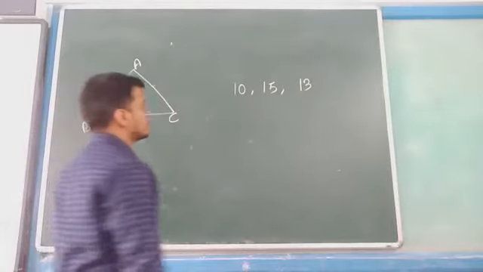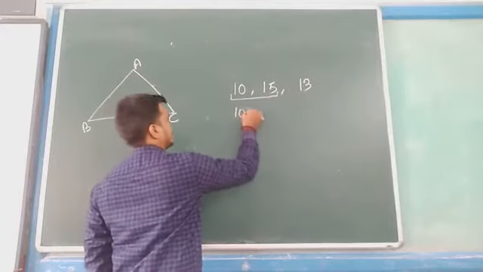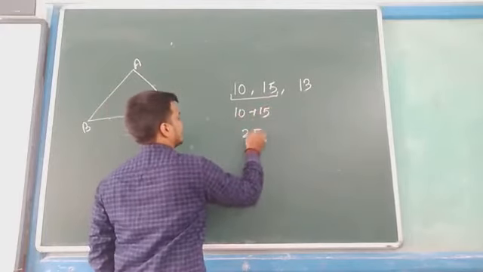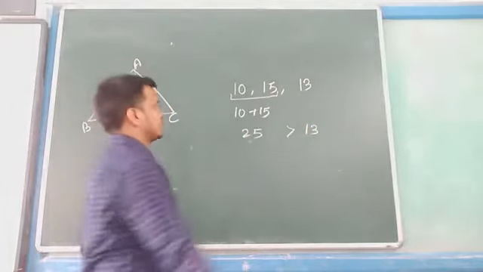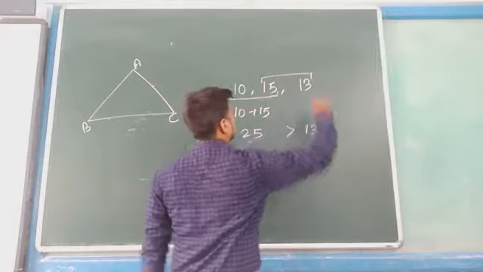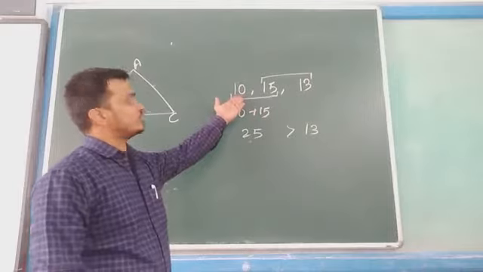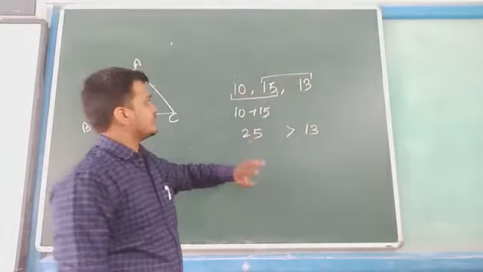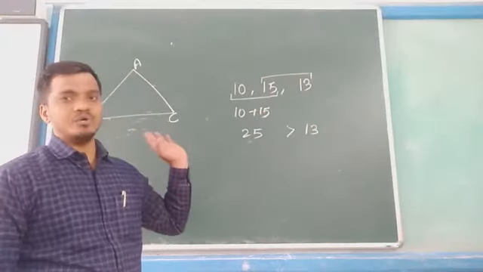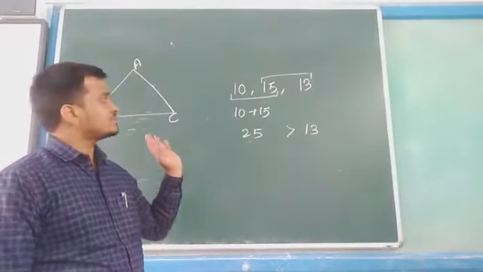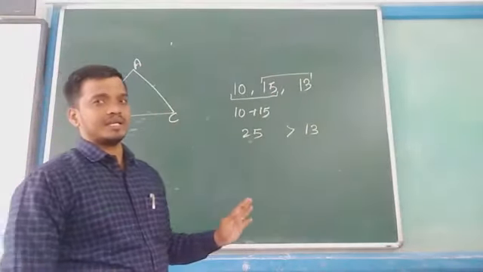So if you are going to frame it, add these two sides. 10 plus 15 is 25. 25 is greater than 13. Okay. If you add 13 plus 15, it will be 28. 28 is definitely greater than 10. Okay. If you add 10 and 13, that will be 23. 23 is also greater than 15. So this way you can say that yes, here whatever triangle it is, we can frame it.